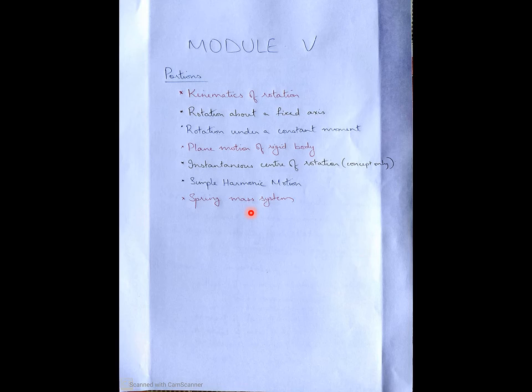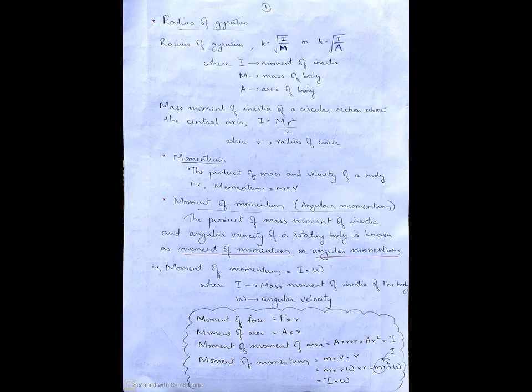So today we will be dealing with these three sections, which are kinematics of rotation, rotation about a fixed axis, and rotation under a constant moment. Before starting the portion, there are some terms which are to be familiarized. You have already studied these terms in your module 3.